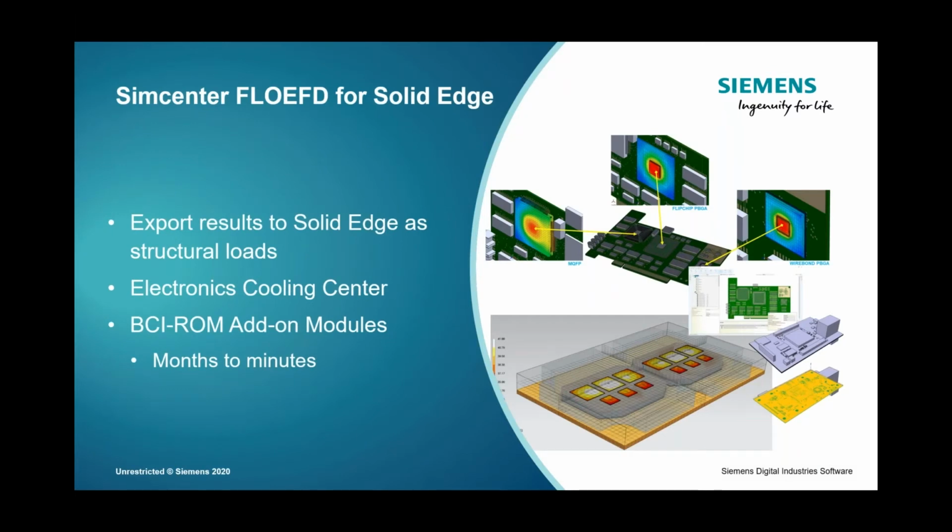In addition to what you saw, the new electronic cooling center has a full suite of capabilities for electronics cooling. The other thing we've added is something called BCI ROM. And what does that mean to you? Well, probably nothing. But what it should mean is that analysis that takes months of time can be reduced to minutes. And in these couple of minutes to run this simulation, it comes within 5% of the results of the 6-month study. So that's something that's pretty neat.